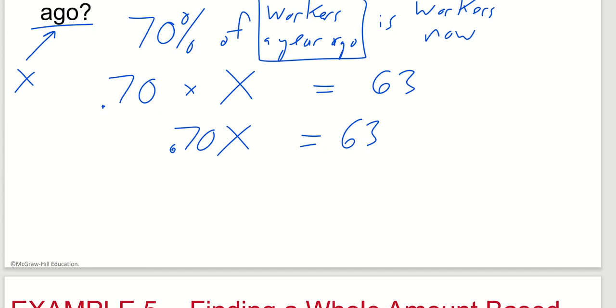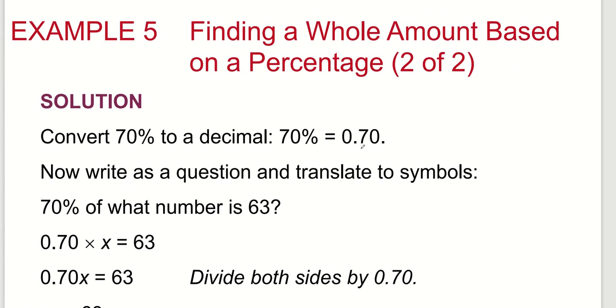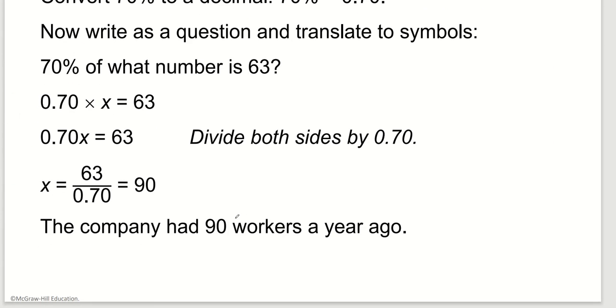From our second unit, we know how to solve an equation of this type. To get the x by itself, we would need to divide both sides by that 0.70. And we would get x equals 63 divided by 0.7, which is 90. So this company would have had 90 workers one year ago.